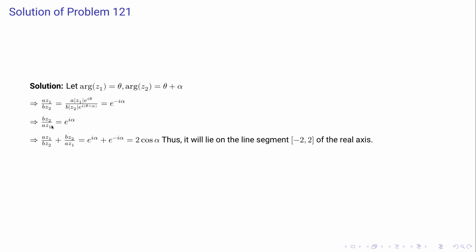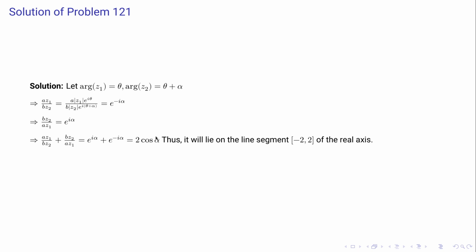Similarly, we take reciprocal of what we have computed here, and we will have B Z2 by A Z1 is equal to e to the power I alpha. Now we add these two, we get e to the power I alpha plus e to the power minus I alpha. Now e to the power I alpha is nothing but cos alpha plus I sin alpha, and e to the power minus I alpha would be cos alpha minus I sin alpha. So when we add these two, the imaginary part, that is I sin alpha, will get cancelled, and the sum would be 2 cos alpha.